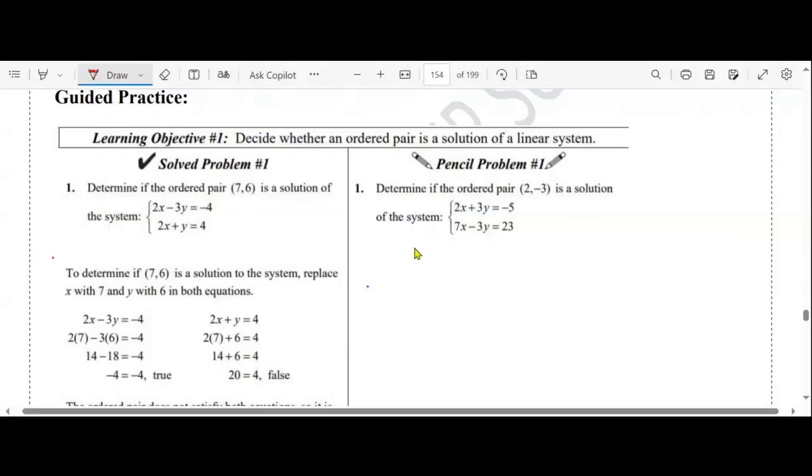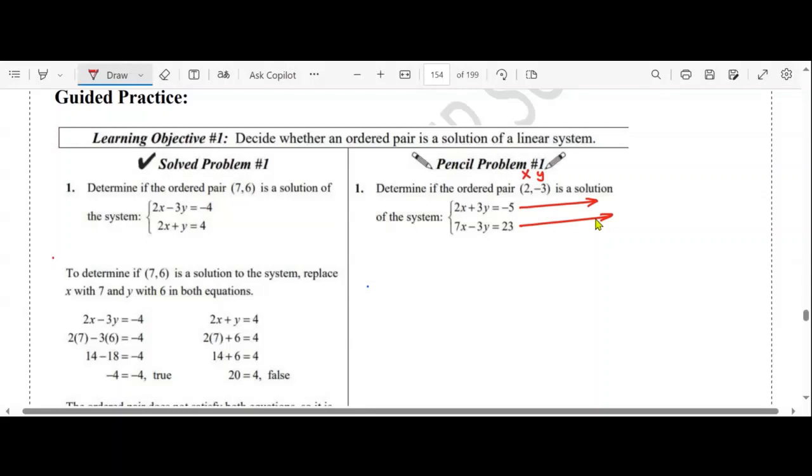Yalla, mister. Determine if the ordered pair 2 and minus 3 is a solution. Okay, so I have x and y, right? Now he's asking you, is this ordered pair a solution for this? That's the question. He wants to know. Okay, so this is one line, correct? And this is another line.